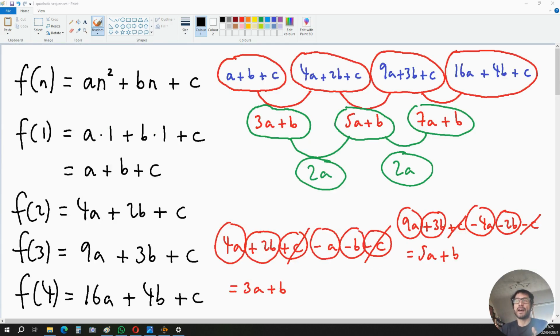So just to recap, for a quadratic function, an squared plus bn plus c, the first term of the sequence is going to be a plus b plus c. The difference between the second term and the first term is 3a plus b, and the difference between the differences is 2a.